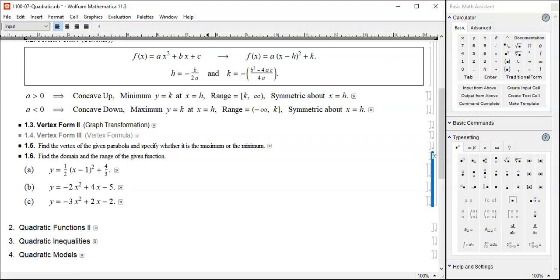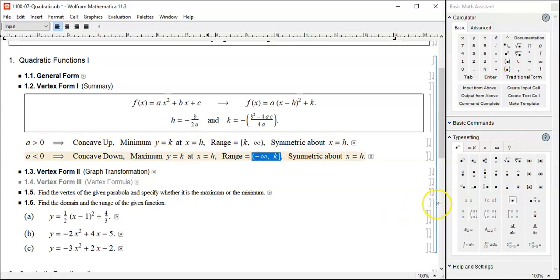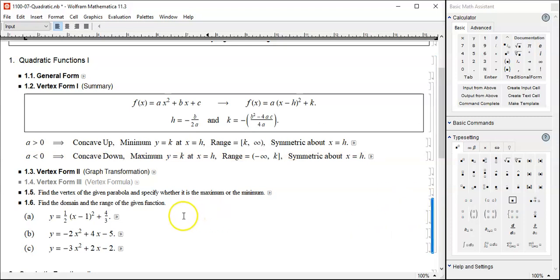How about these problems? Domain and range. Domain is always negative infinity to positive infinity. The range, basically we are looking for either this or that. Everything revolves around how to find the vertex form. This one is already in the vertex form, no problem there. And this one, okay, you can complete the square.